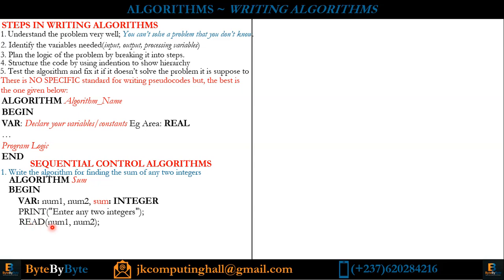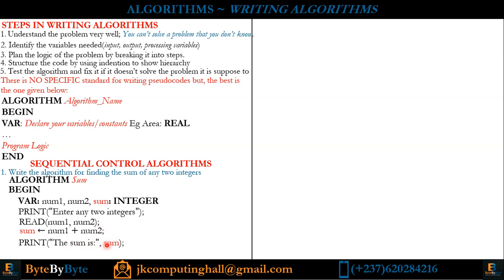Now, after we have num1 and num2, we simply have what? Sum is initialized to the addition of num1 and num2. For example, if num1 is 2 and this is 3, then when you add this, you have 5. So sum is now 5. After having the sum, what should I do? I simply print the sum is.